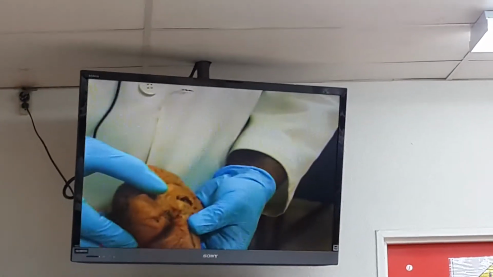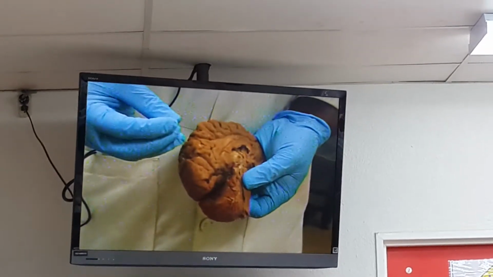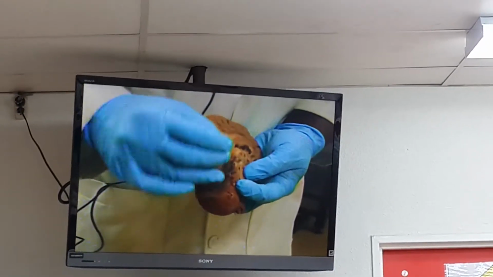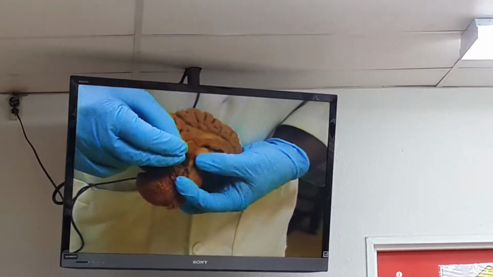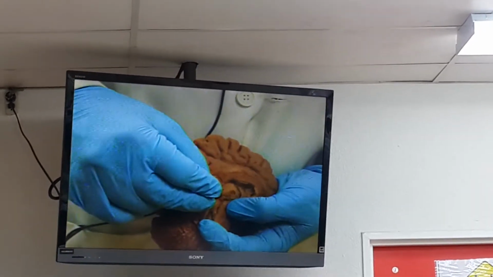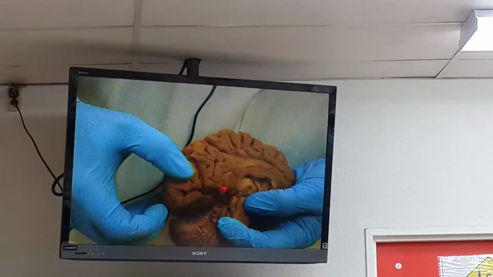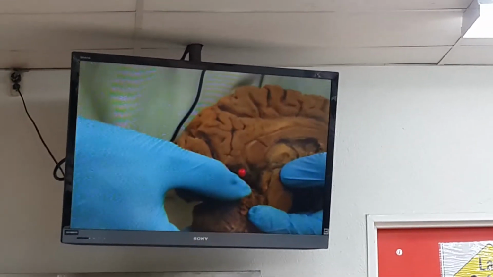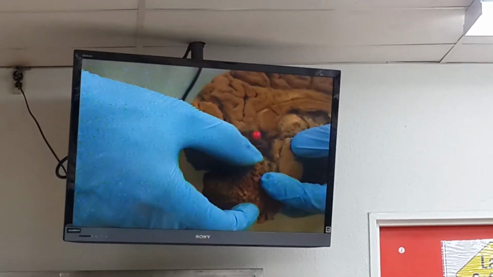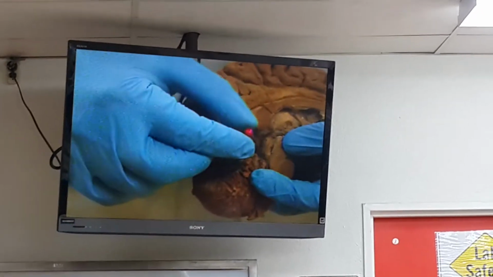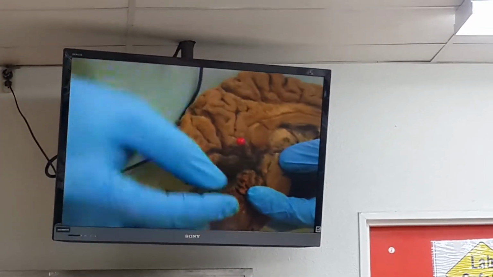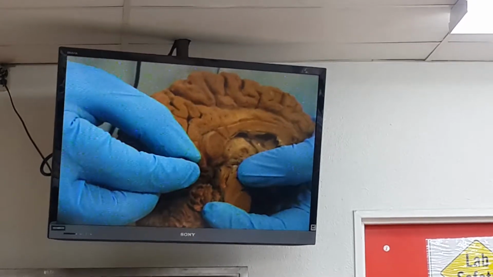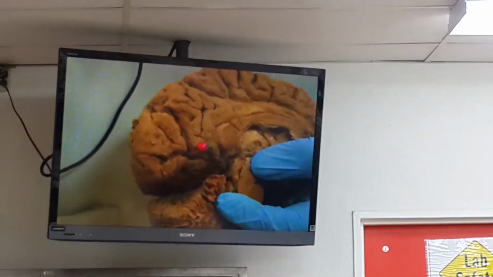On the back of the midbrain, this is the dorsal surface of midbrain. You can see four elevations, two on each side. This one, the lower one, is called inferior colliculus, and it's very prominent. The upper one is here. This upper one is superior colliculus. This is inferior colliculus down, this is superior colliculus. They are on the back of the midbrain.